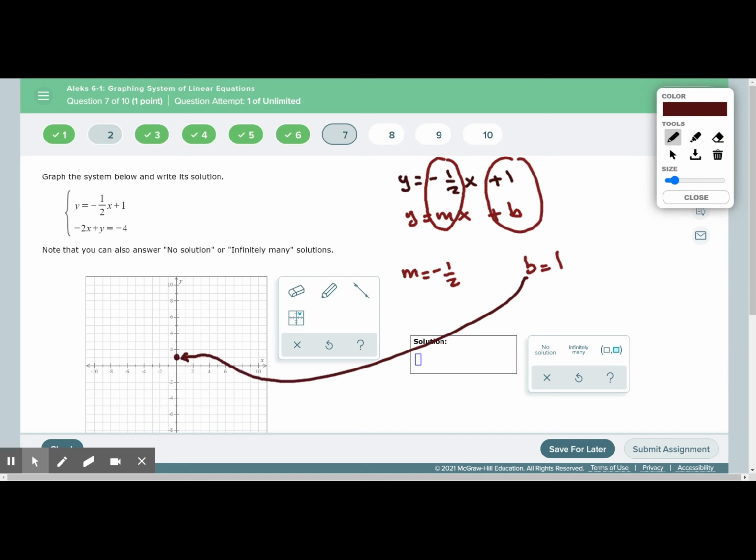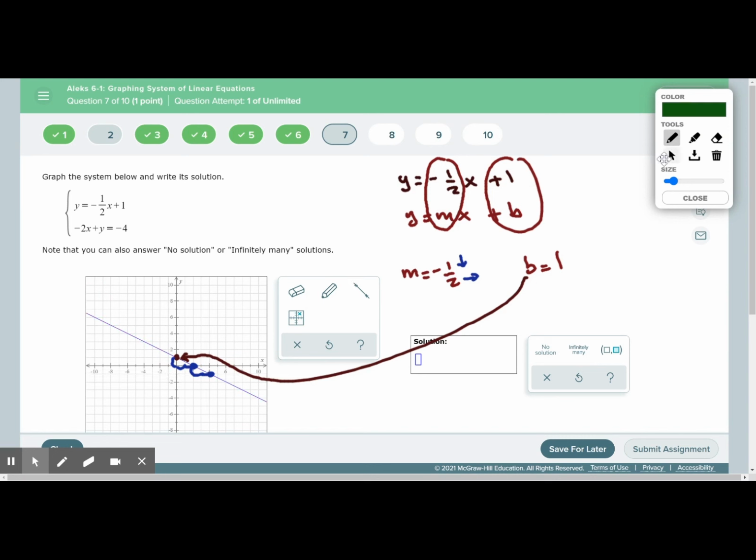And -1/2 is rise over run. But since it's -1, instead of going up, you're going to go down. We're going to go down 1 and run 2. Go down 1 and run 2. 1, 2. Down 1 and run 2. And that's it. Now we can go ahead and draw the line. Go through those 3 points.